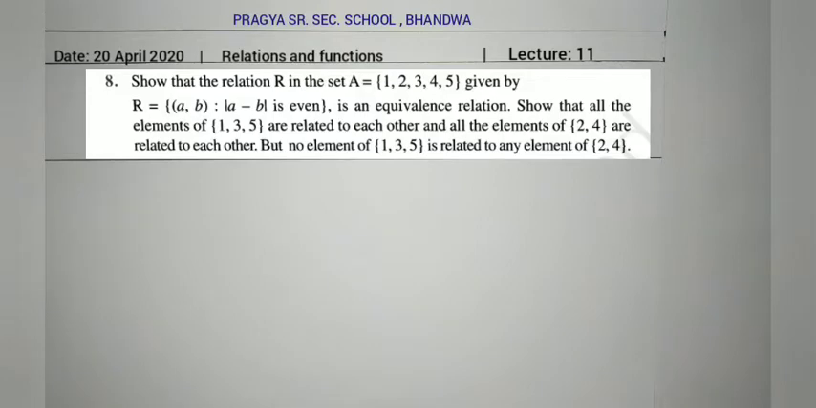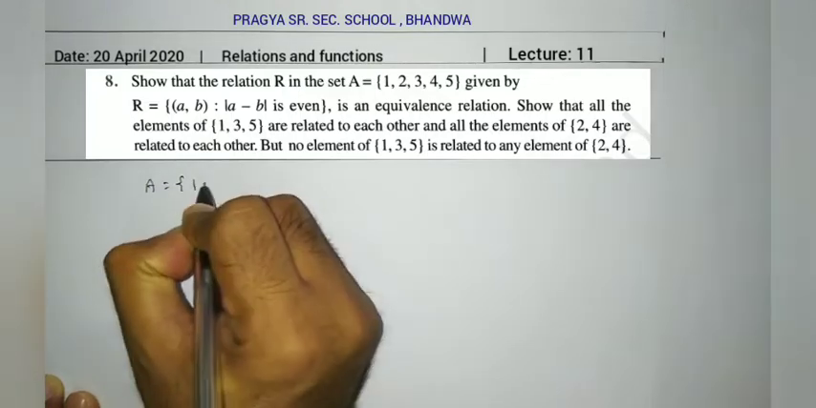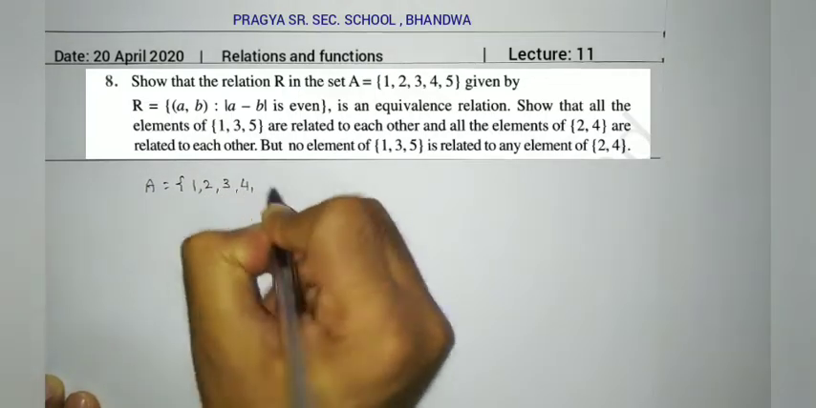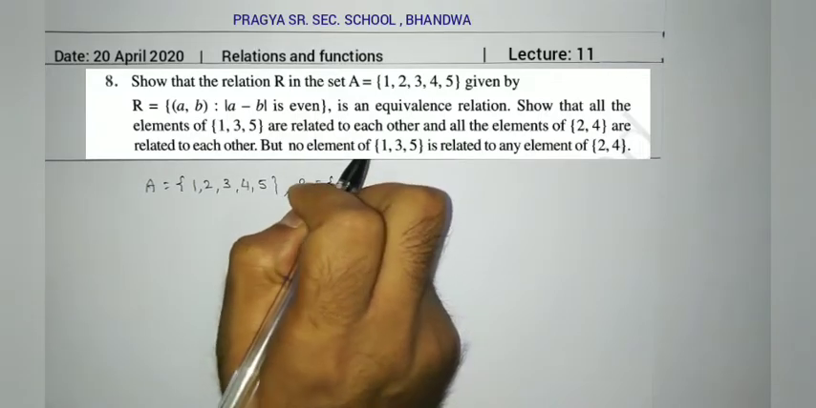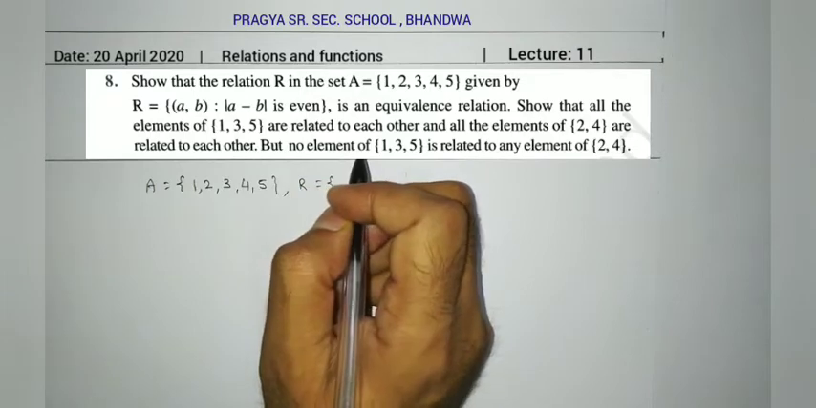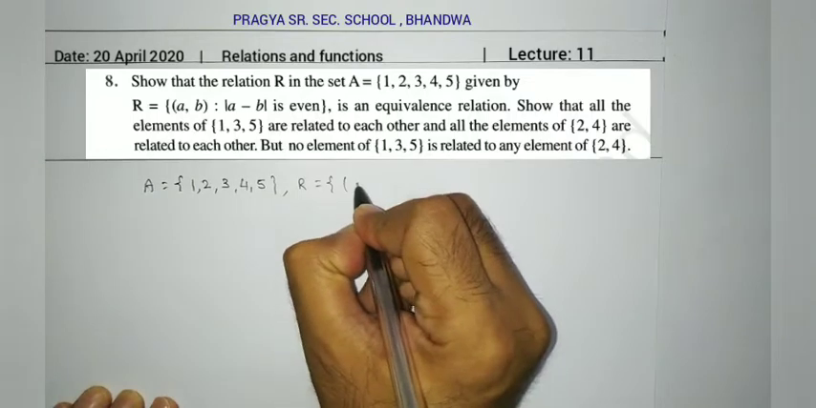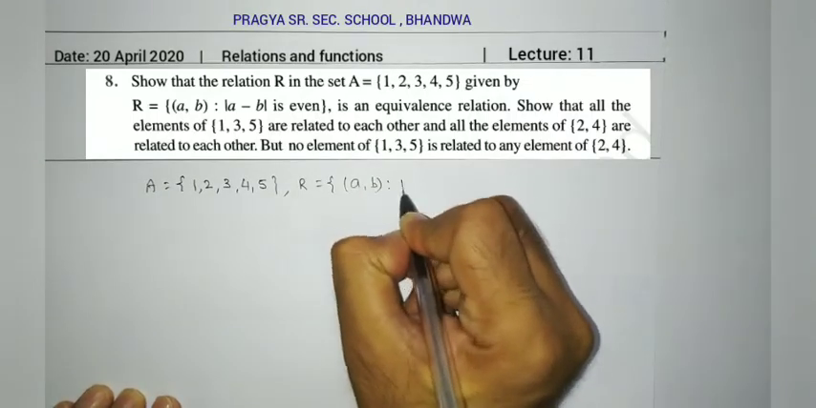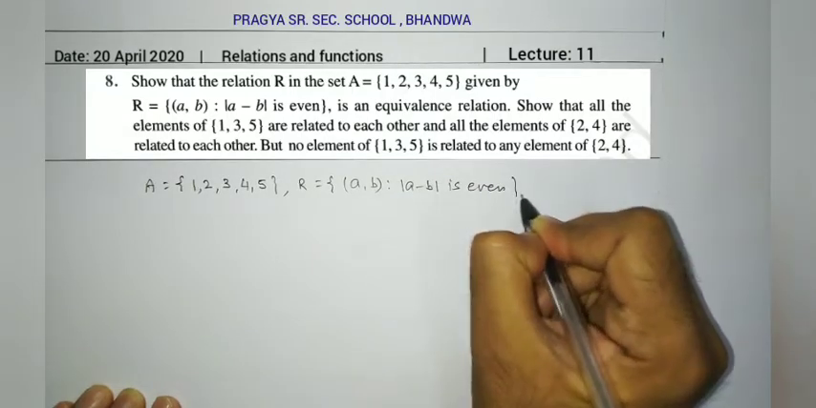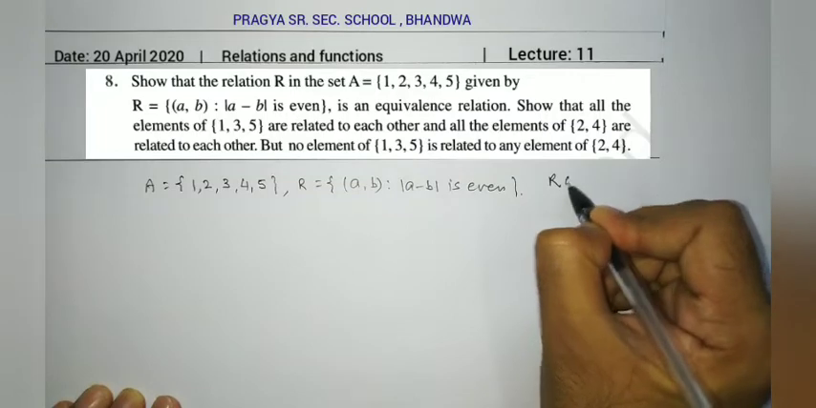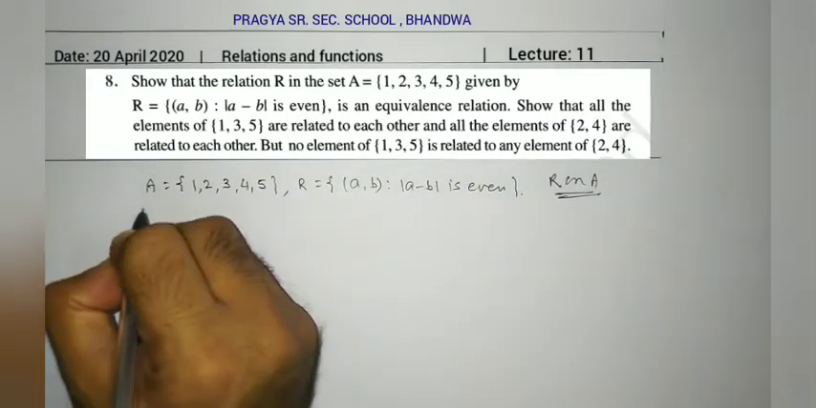So your set is A equals {1, 2, 3, 4, 5}, and a relation is given on this set as R = {(a, b) such that |a - b| is even}. We have to prove that this relation R on A is an equivalence relation.